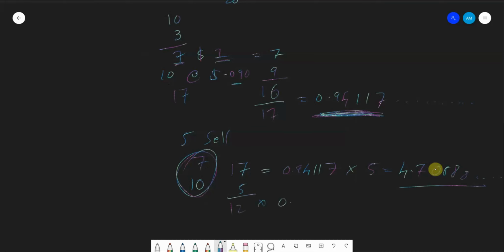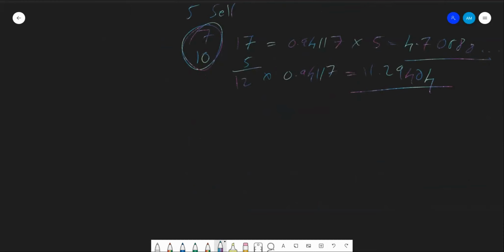Which you multiply by 0.94117, and the answer for that is 11.29404. Okay, so this is the value for the remaining inventory.